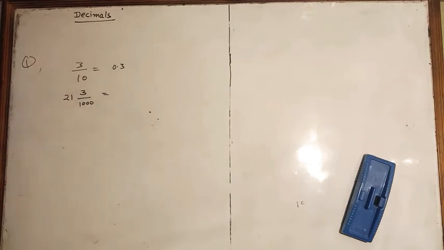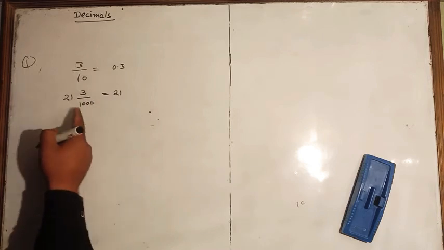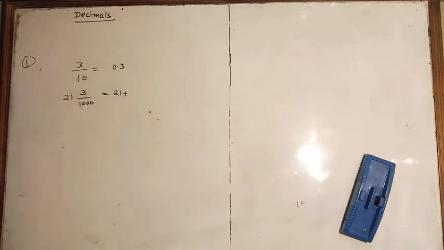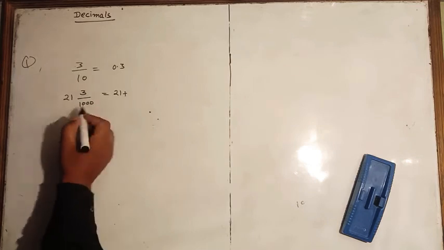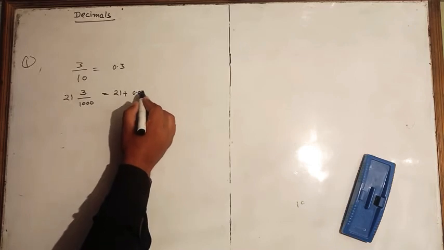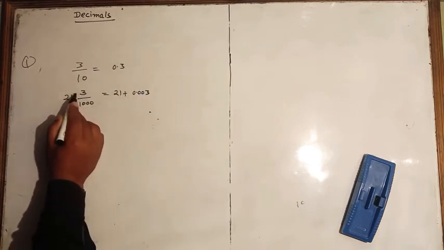So how will we write it? 21 as it is we will write, and for this we can do plus, and this we can write as how many places? 1, 2, 3, 3 places before, means 0.003. Means 1 place, 2 place, 3 place.